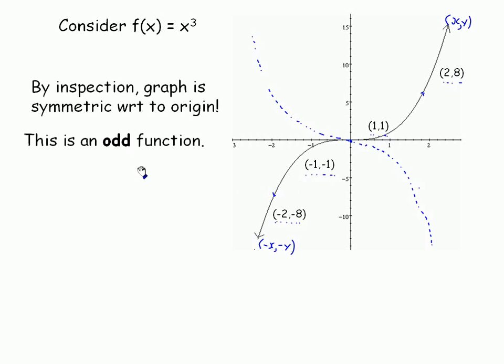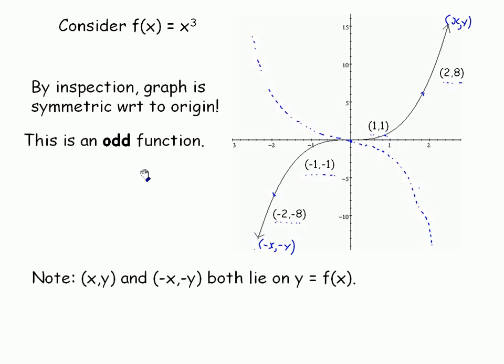And everybody says, well, what do you call something that is just reflected in the x-axis, or is perfectly symmetric in the x-axis? Well, it doesn't have a name because that wouldn't be a function in that case. If a graph is a mirror image around the x-axis, it would not be a function. So we have even when they are symmetric with respect to the y-axis, and we have odd when they're symmetric with respect to the origin. And as I noted earlier, x, y and negative x, negative y both lie on the function.